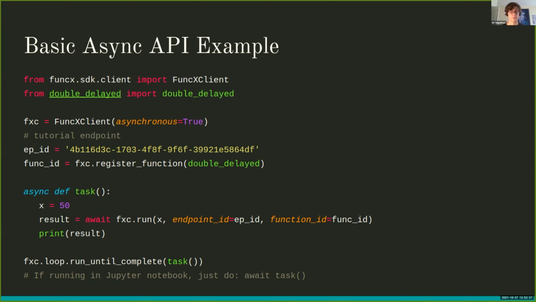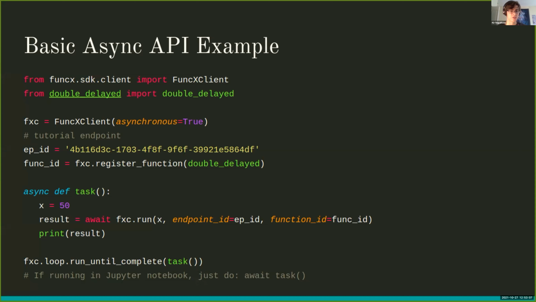Everything that we saw previously about WebSockets is wrapped up in this single await fxc.run line in this async task. The very last line runs the async task function on fxc.loop, which the client creates if you don't pass in your own event loop in the client. And also note that this very last line should be replaced with await task if you are running this in Jupyter notebooks, since a Jupyter notebook already has its own event loop running.